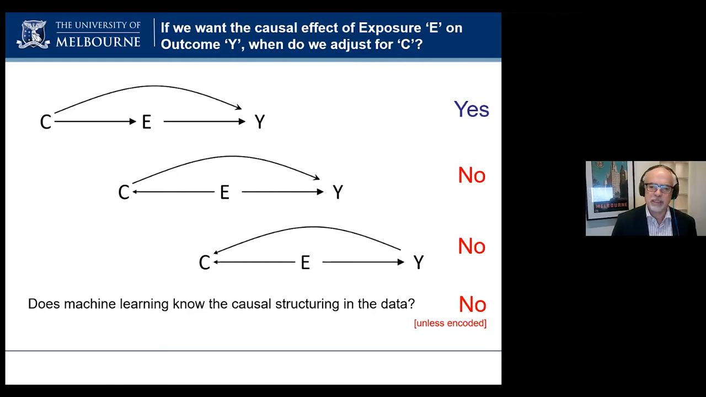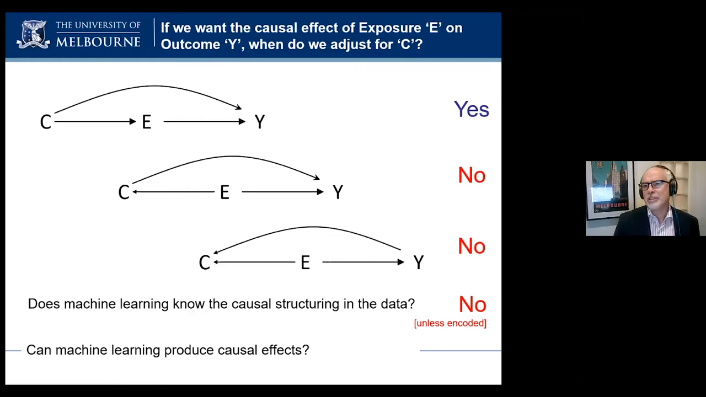Can machine learning produce causal effects if you just let it rip with no instruction from you? Not straightforwardly. There are, as I said, some methods emerging. I haven't kept abreast of it in the last 18 months. But essentially, I think for our purposes, epidemiologists, the answer is clearly no.